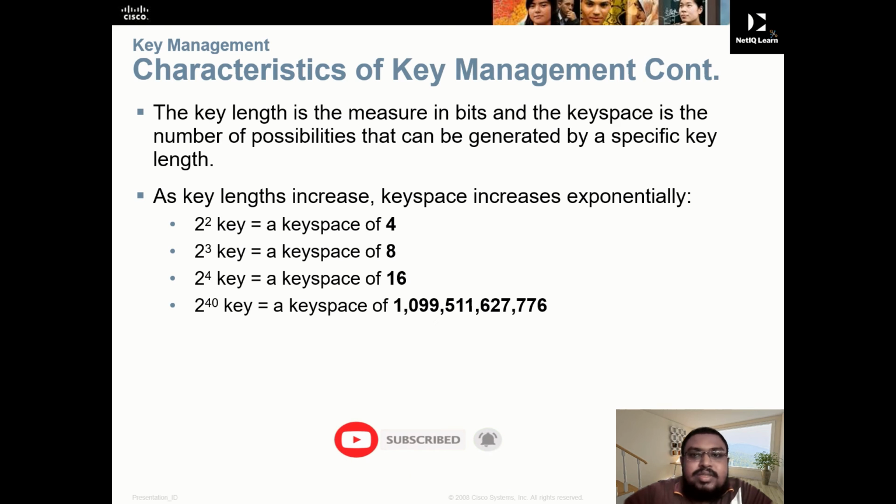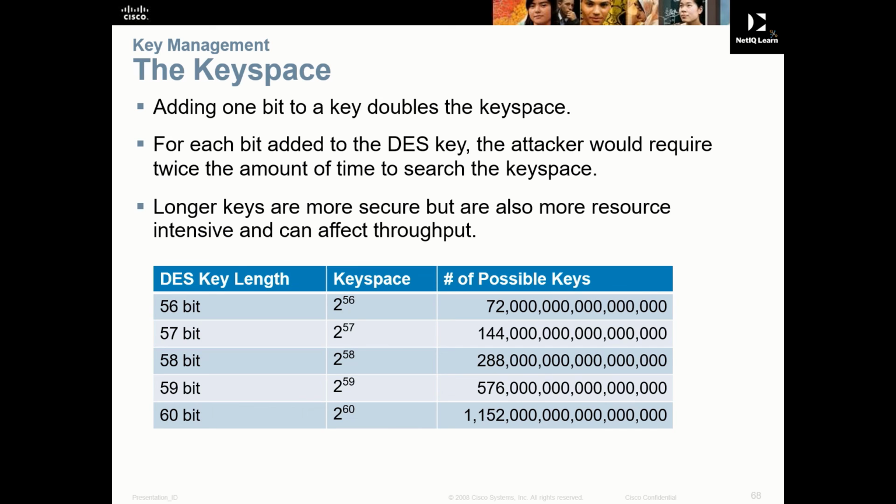For instance, a 2 to the power 2 key is equal to a key space of 4. A 2 to the power 3 key is equal to a key space of 8. A 2 to the power 4 key is equal to a key space of 16, and so on. Adding one bit to a key doubles the key space. For each bit added to the DES key, the attacker would require twice the amount of time to search the key space. Longer keys are more secure but are also more resource intensive and can affect throughput.